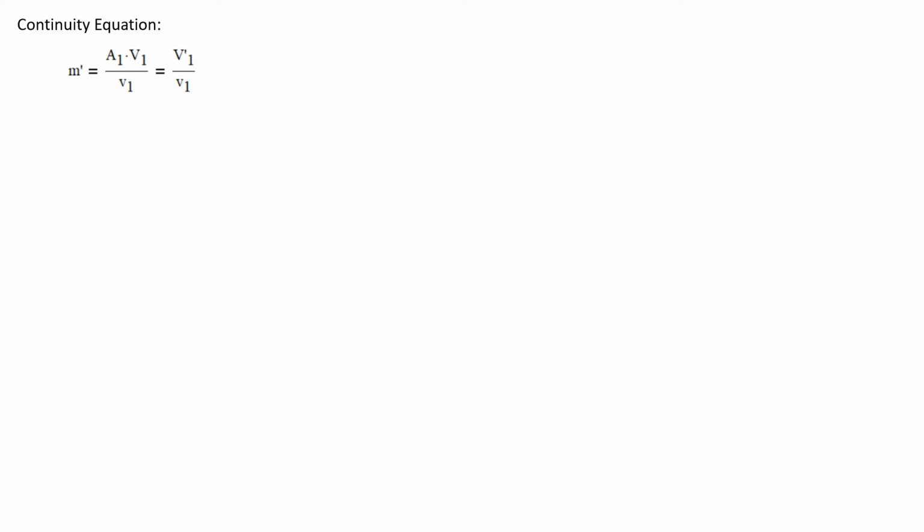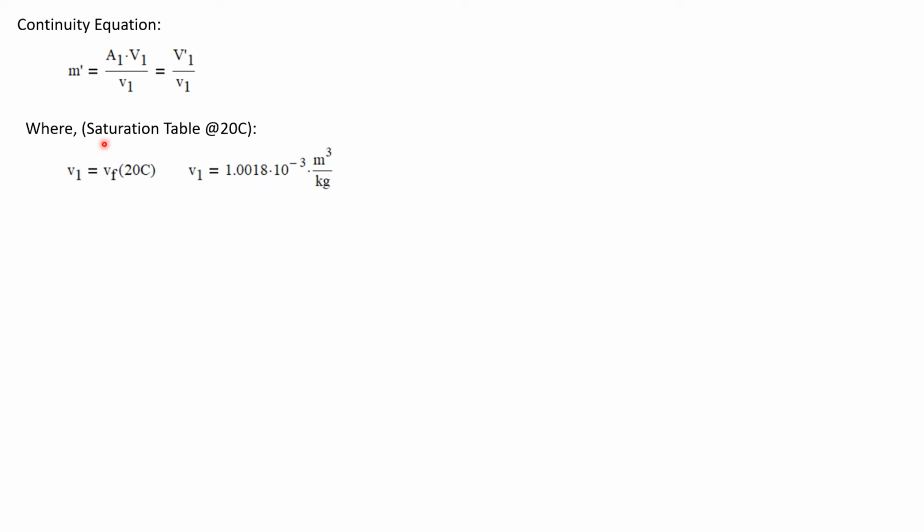So let's begin solving this problem with a continuity equation. We know that the mass flow rate is area times velocity divided by specific volume. But area times velocity is just the volumetric flow rate. So we have that the mass flow rate is equal to the volumetric flow rate divided by the specific volume. And we'll evaluate this at the inlet state.